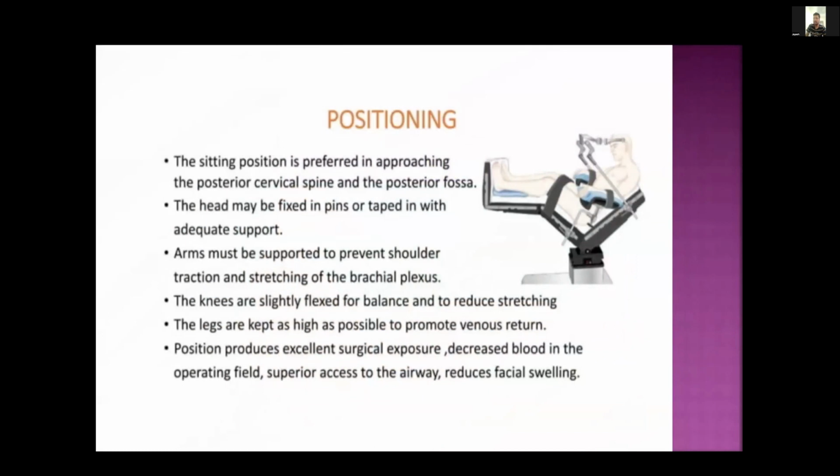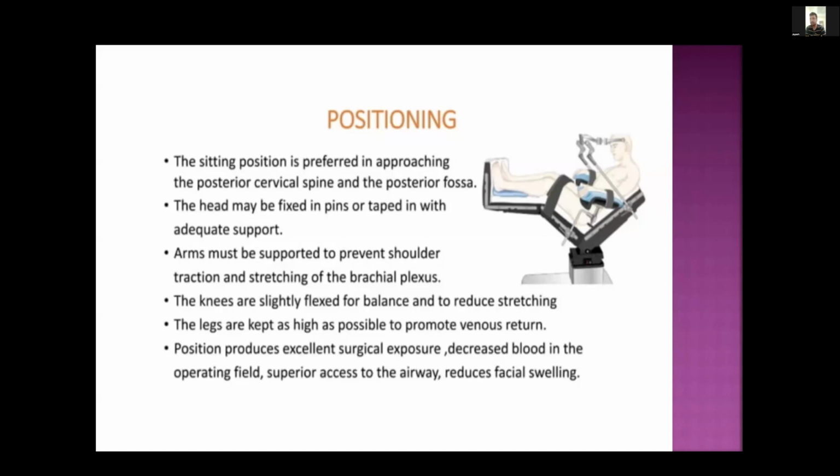This position is mainly preferred for posterior cervical spine or posterior fossa surgeries. The head may be flexed with pins or taped with adequate support. The arm must be supported to prevent shoulder traction and stretching of the brachial plexus. Knees are slightly flexed for balance and to reduce stretching. The legs are kept as high as possible to promote venous return.